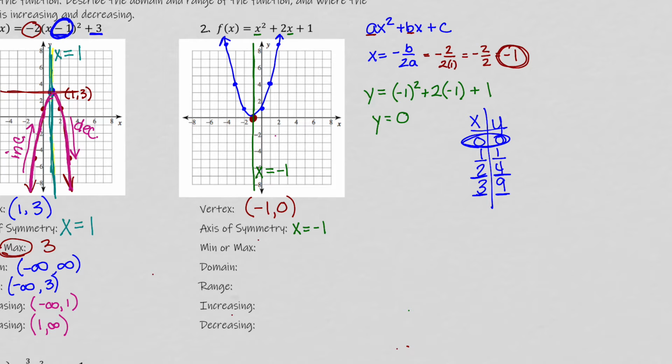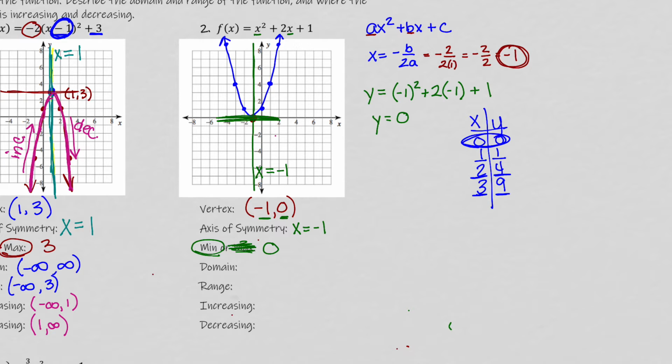Max or min. Okay. Here's where the vertex is. It happens to be the bottom of my parabola, so it is a minimum. The graph doesn't go down below it. And that y value there is 0. So the axis of symmetry uses the x value of the vertex. The max or min uses the y value.